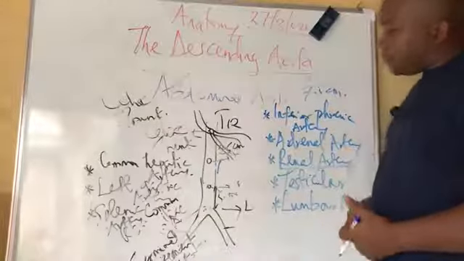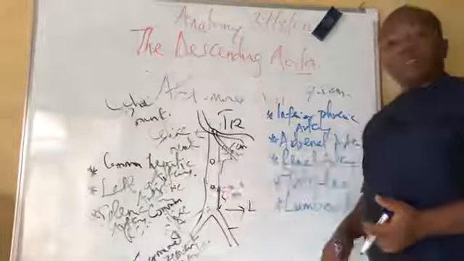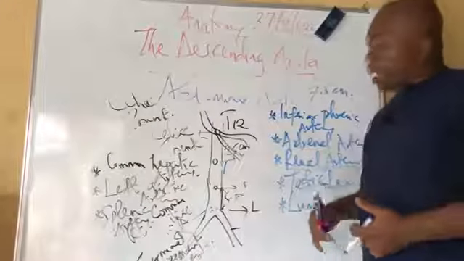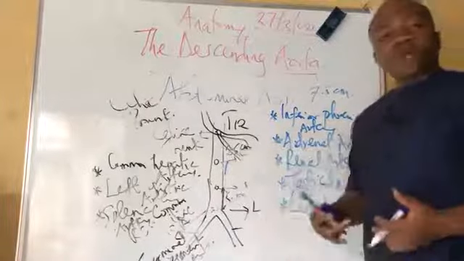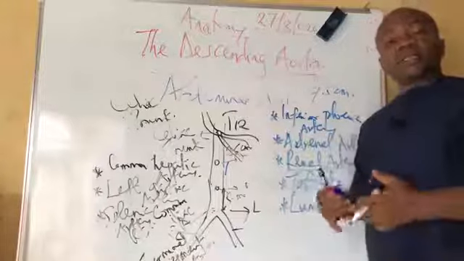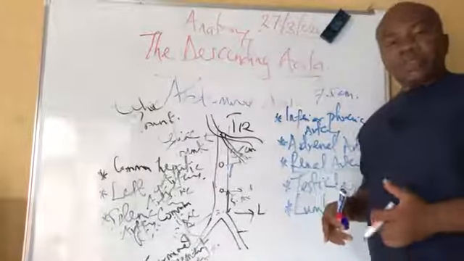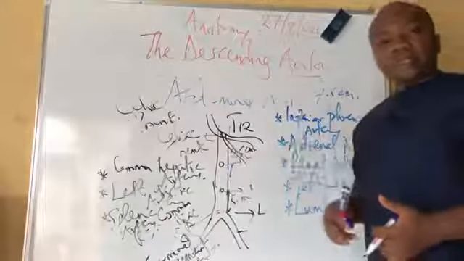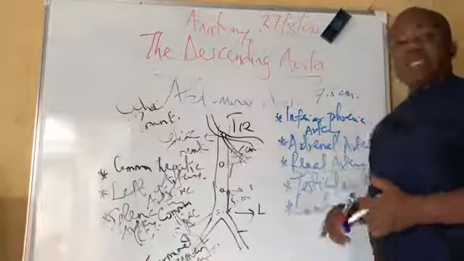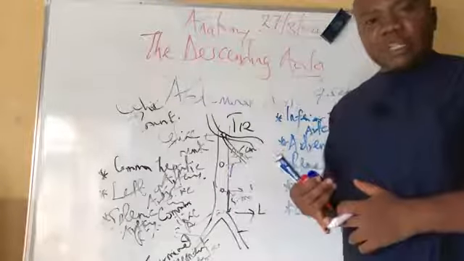Then we'll now go back to the unpaired branches. We'll look at the superior mesenteric artery. The superior mesenteric artery gives blood supply to the small intestine, the whole of small intestine. It also gives what is called an anastomotic branch to the duodenum and the pancreas, which is called the pancreatico-duodenal artery. The superior mesenteric artery also supplies the small intestine.